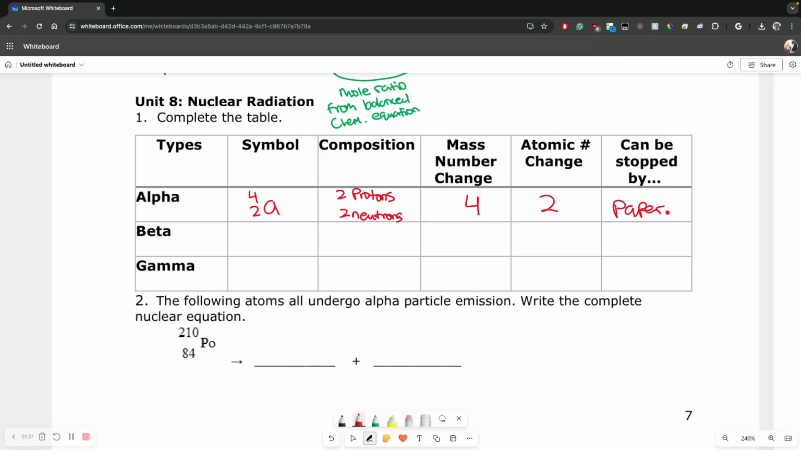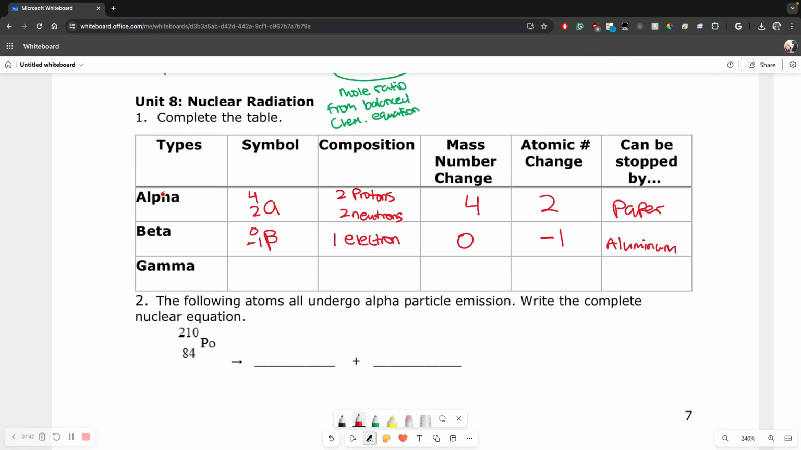Next, take a look at beta radiation. Beta radiation symbol is 0, -1, and then this weird B thing. Let me try to draw it better. Yeah, that's the beta. So we're composed of 0... it's just going to be an electron, just 1 electron is how you'd call it. It would change the mass number by 0 and change the atomic number by -1. And of course this is stopped by aluminum.